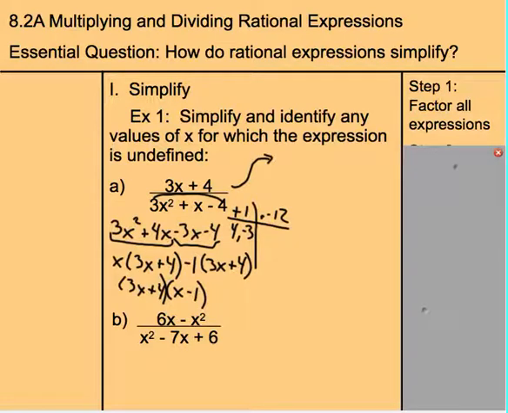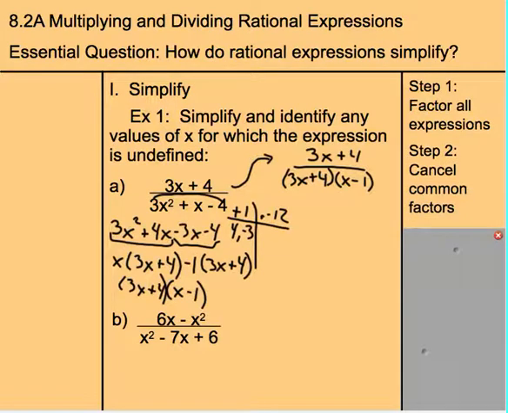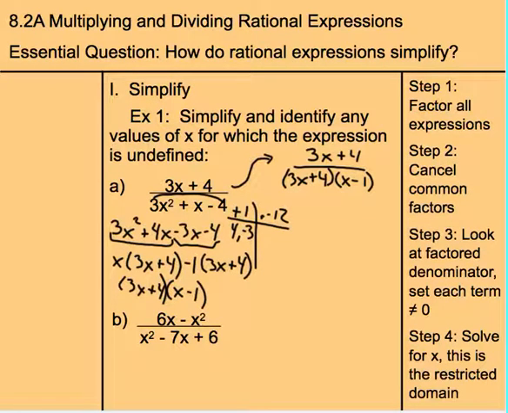So, going over here, this expression is 3x plus 4 over 3x plus 4 times x minus 1. So, cancel common factors, and then we have it in simplest form.